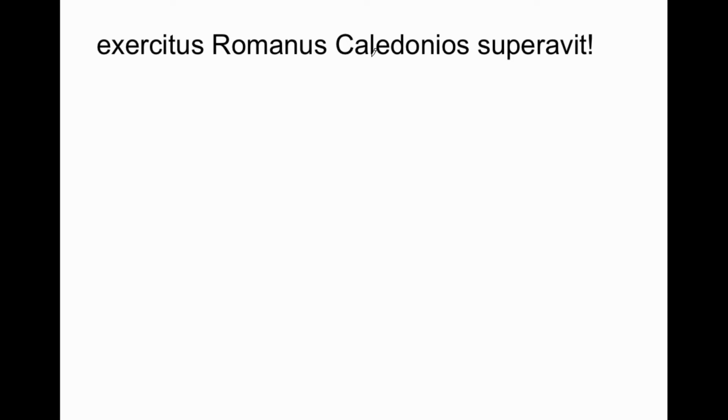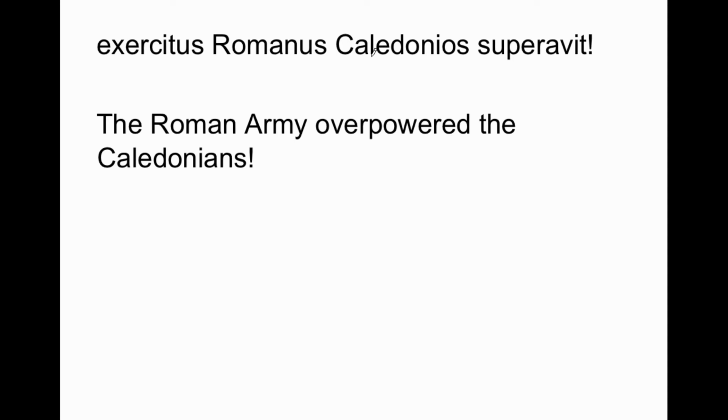Exercitus Romanus Caledonios superavit. The Roman army overpowered the Caledonians. Now, what we're going to see here pretty soon is we're going to have statements of fact as standalone sentences, like what we have here. And then we're going to see those things converted into the indirect statement construction. So, a statement of fact that he tells him in the letter. The Roman army overpowered the Caledonians.